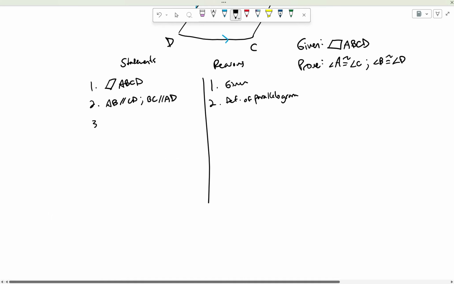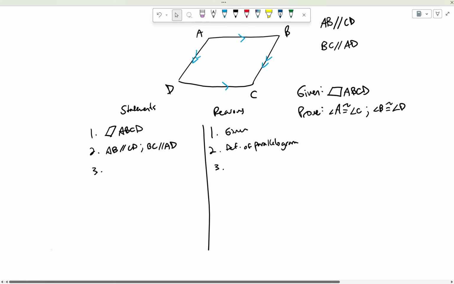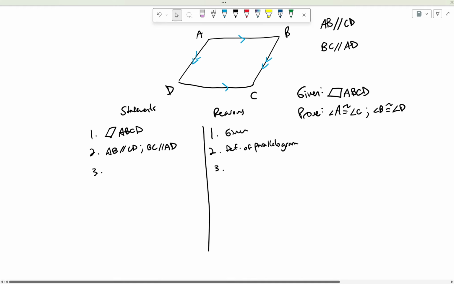BC, AD parallel. Now, what we're going to define here is some supplementary angles that we're going to have. For example, angles A and D.